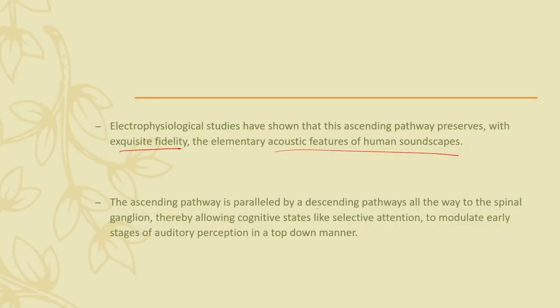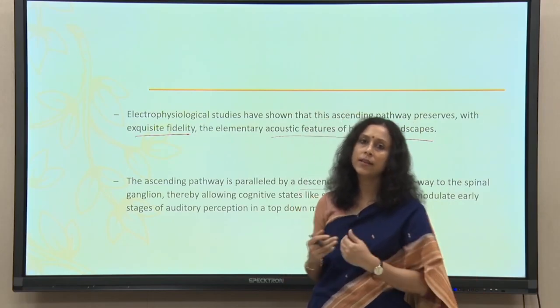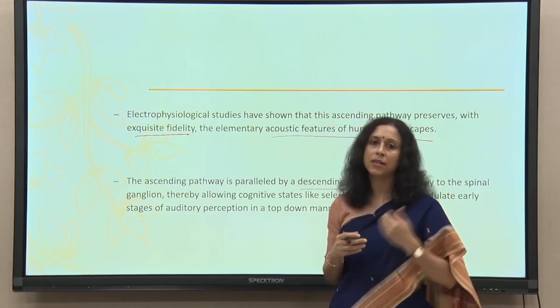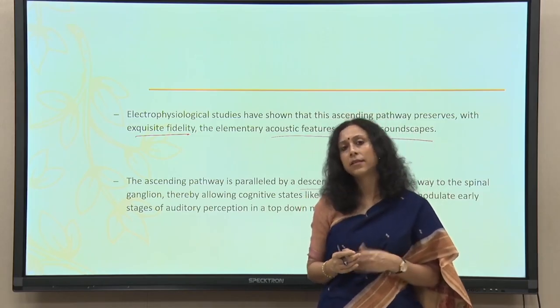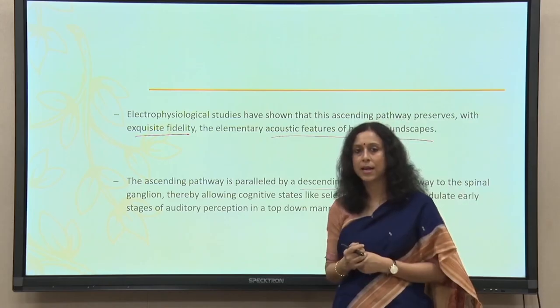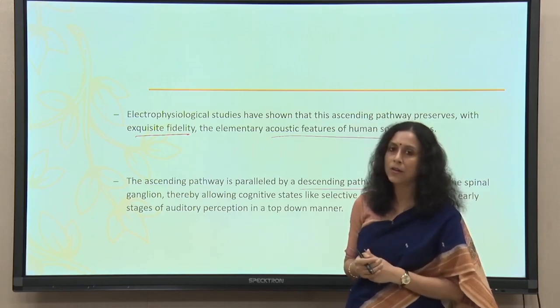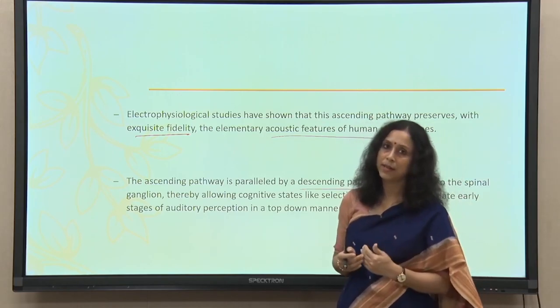The ascending pathway is paralleled by a descending pathway all the way to the spinal ganglion, thereby allowing cognitive states like selective attention. In most processes, whether visual or auditory, there is two-way traffic. One is bottom-up processing, which is dependent on the stimulus. As we hear sounds, the ear picks up the signals, which travel to the cortical region and get processed. At the same time, there is also a top-down process from the brain to the sensory organs, motivated by the attentional mechanism and so on.